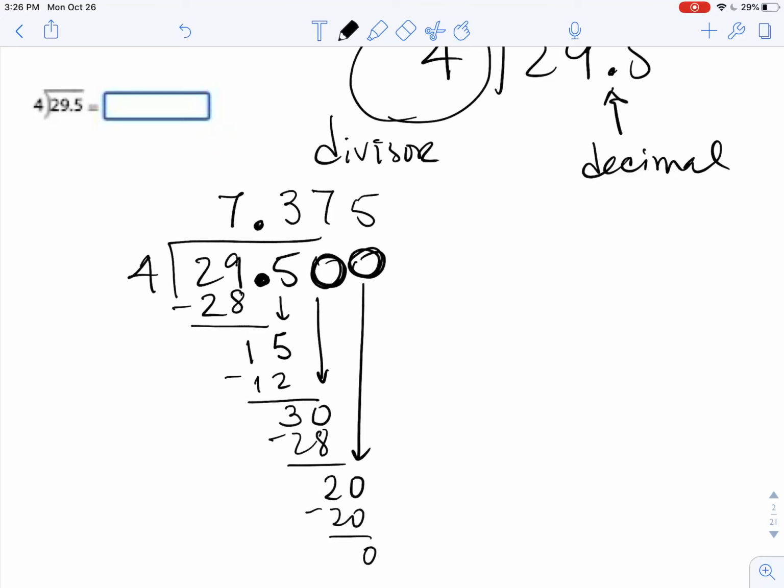All right, so 29.5 divided by 4. It's always good to check 29.5 divided by 4 on a calculator, 7.375. All right, 7.375. So 2 things. One, we started with a whole number divisor, so we could go ahead and set up our division. 2, bring the decimal point up. And 3, add my placeholder zeros until I get a remainder of 0.